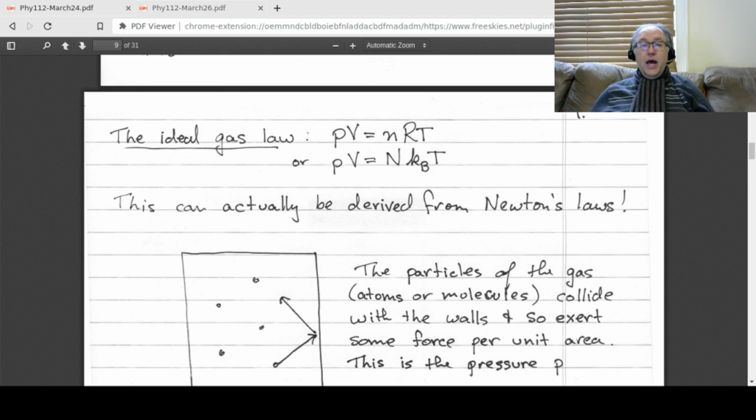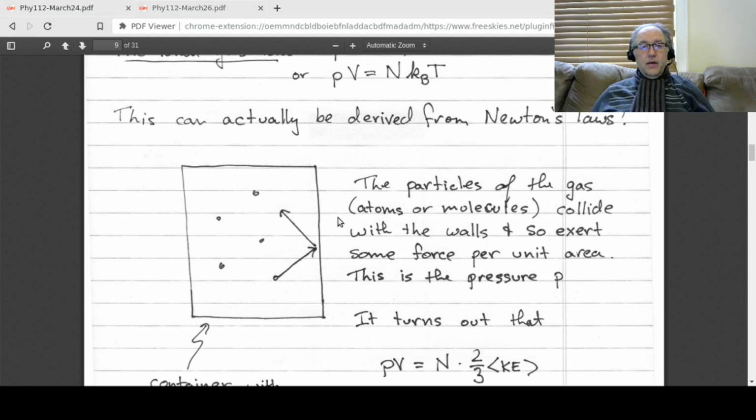And so usually you see the ideal gas law as PV equals nRT. Okay, and I'll explain all of the pieces in there when we get to using this. But there's another form of the ideal gas law, and it's PV equals capital N k_Boltzmann times T. Okay, and this is a more physics way of writing it, because it actually comes out of Newton's laws. So yes, the ideal gas law can be derived from Newton's laws. Let's take a look at this ideal gas law and how it comes about.